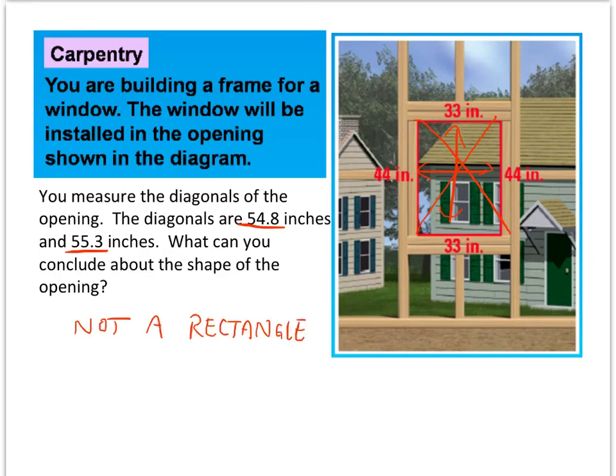Because by the last theorem that we went over, in order for this to be a rectangle, the diagonals would have to be equal. And 55.3 does not equal 54.8. So the only thing we can conclude is that this is a parallelogram.